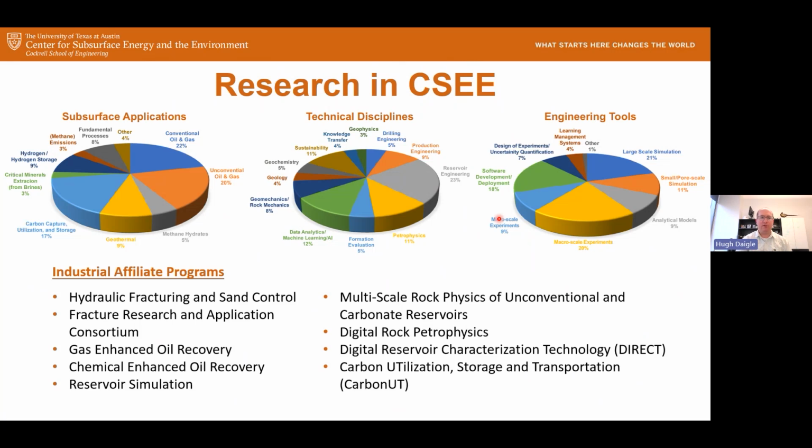Much of our research gets done through our industrial affiliate programs, which are ways we have of interfacing industry with the research that goes on here at UT within the center. This is a listing of the industrial affiliate programs that are currently active. If you want more information, I suggest you go to our website, where you can find more info and contact information for the directors of these IAPs.